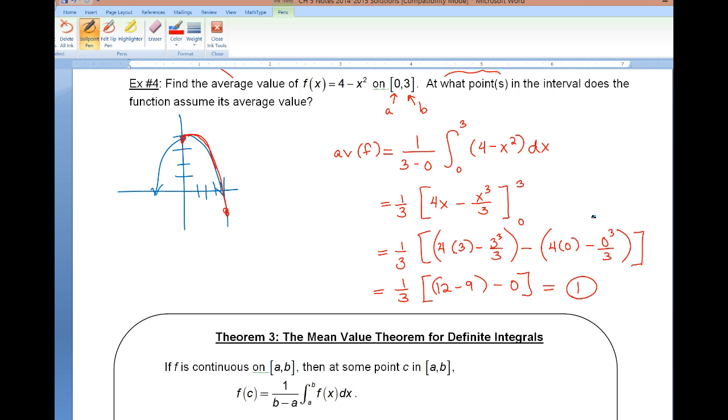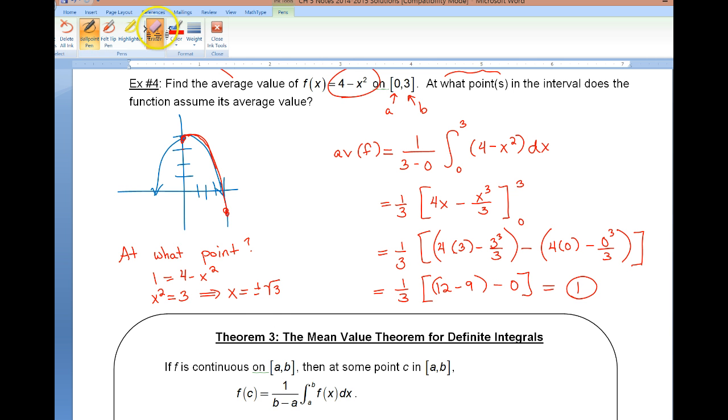Okay. So 1 is the average value. And at what point? We're going to set 1 equal to the original. In other words, when we want to figure out at what x value, we go back. Remember I told you that the average value was a y value. So if we go back and let f of x equal 1, we want to solve this equation: 1 equals 4 minus x squared. So x squared equals 3. Now, this would imply that x would equal plus or minus root 3, but we don't want the negative.